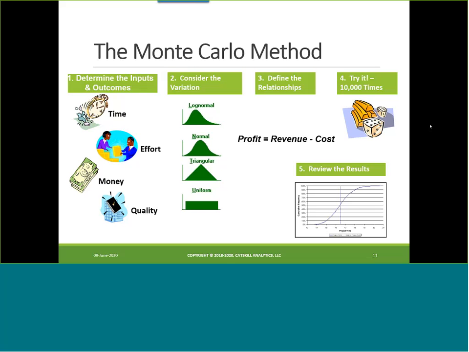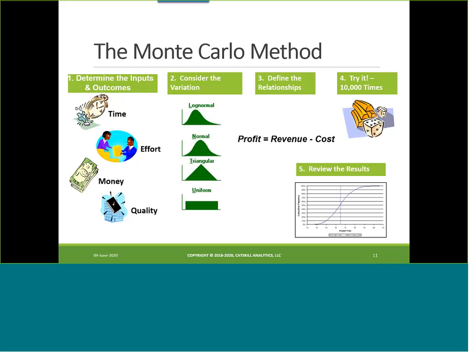And then you try it 10,000 times, 100,000 times. When I first started doing this, we had to be really careful with big models and, at that time, relatively slow laptops, because it could take hours to generate answers sometimes. We had to find clever ways to speed things up or take shortcuts and do sampling and things like that. With today's processors and memory, that's almost never a problem anymore. These things can run through 10,000, 100,000 iterations in a couple of seconds in most cases.